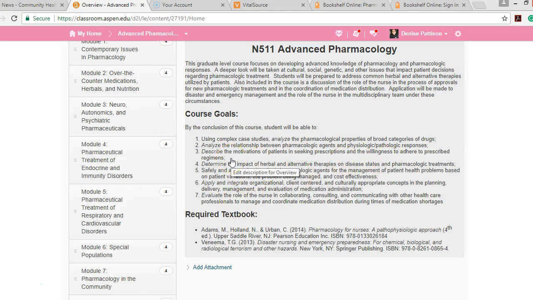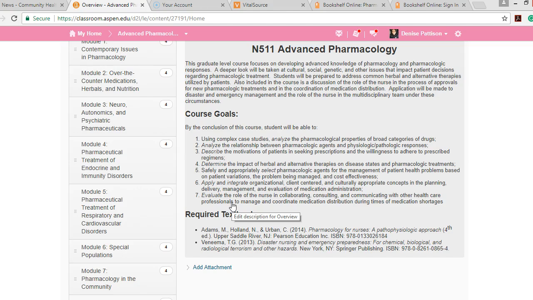So side effects do make a difference. Dosing does make a difference. Price makes a difference. You want to determine the impact of herbal and alternative therapies on disease states and pharmacologic treatments. Safely and appropriately selecting pharmacologic agents for the management of patient health problems. And this is going to be based on their variation, so their age, their genetic components, which is really important to remember, what problems are being managed, and cost effectiveness.